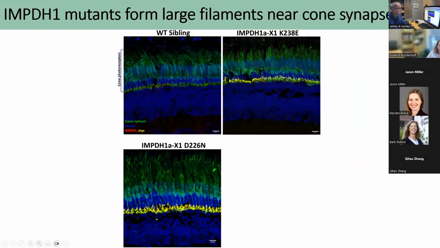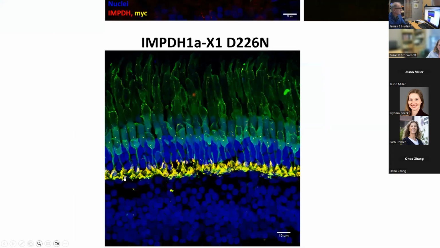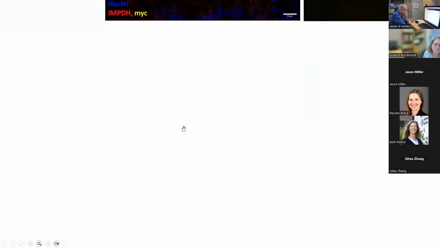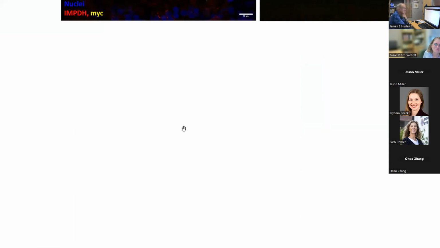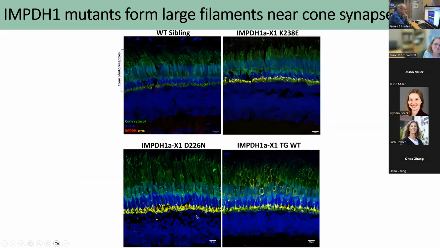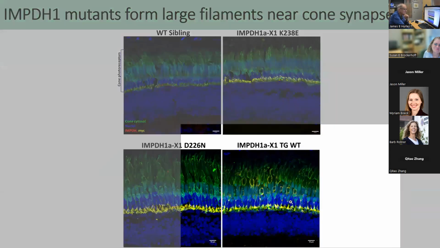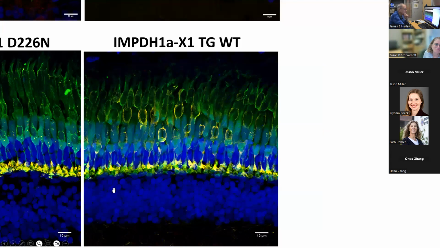D226N was a similar story. Again, we see this massive response at the synapse and some filaments hanging out near the nuclei as well. And then finally, our transgenic wild type, where it's just mostly cytosolic signal, and we're not seeing those huge filaments.